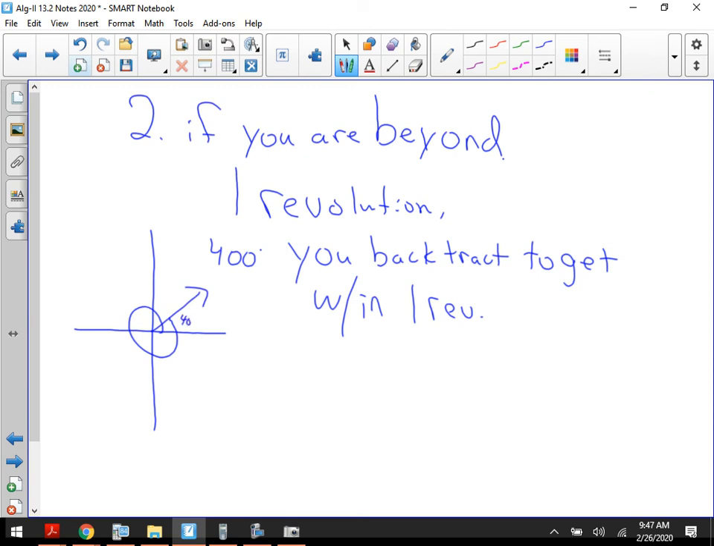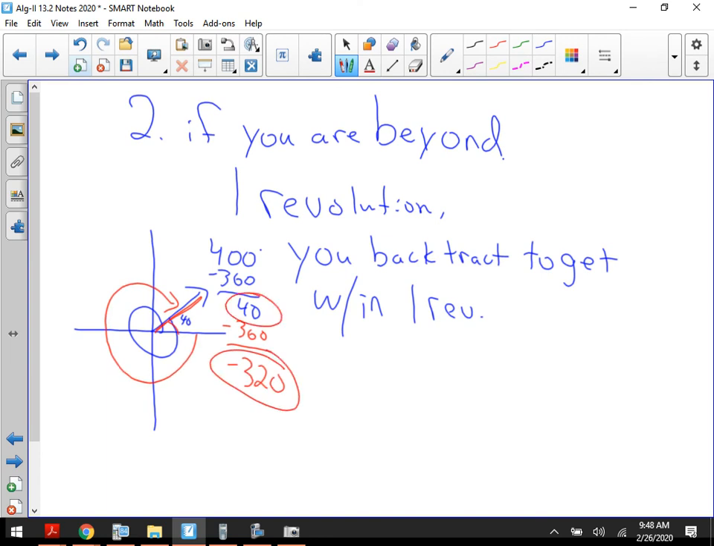All right. So in order for me to get within 1 revolution, since I'm beyond 1 revolution more, I subtract 360. So my positive coterminal angle is at 40. And then I do that again, subtract 360 again, to get my negative coterminal angle, which would be at negative 320.